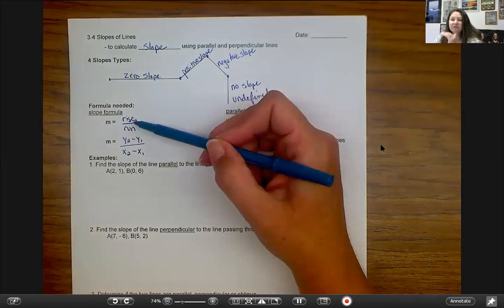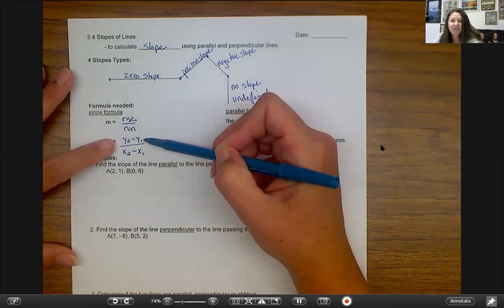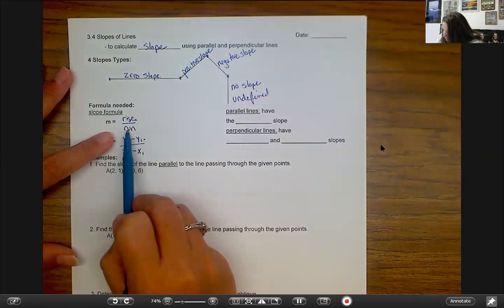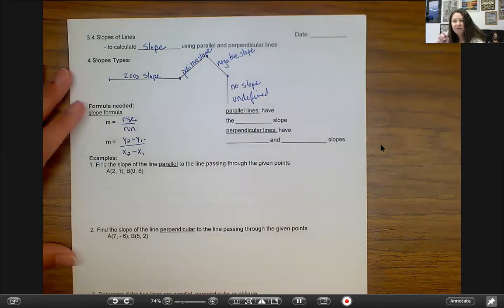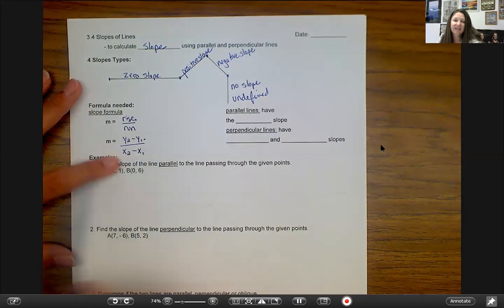Rise on a graph is moving up and down, so is a y-axis. So you should be using your y coordinates in the numerator. Your run is being measured as you move to the right. Therefore that's our horizontal axis. We should be using our x coordinates in that denominator.